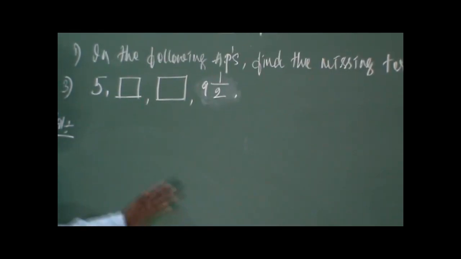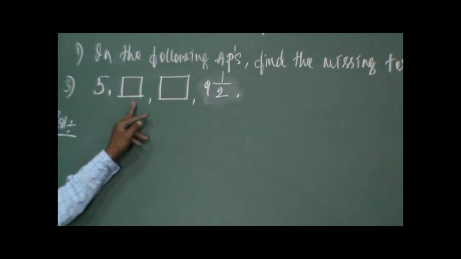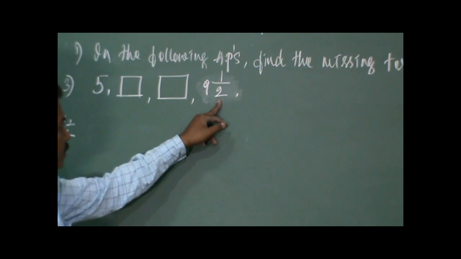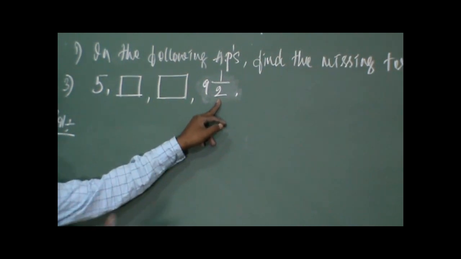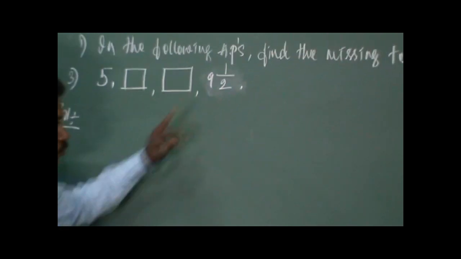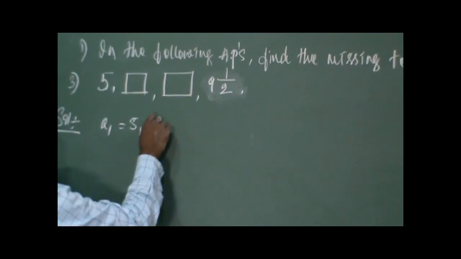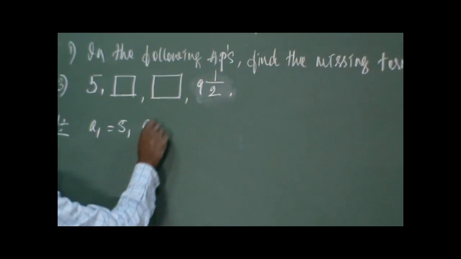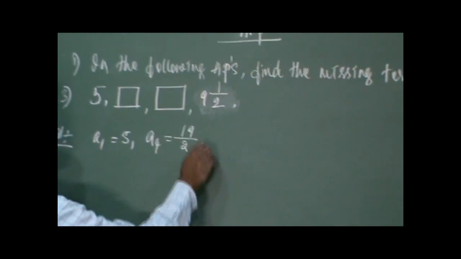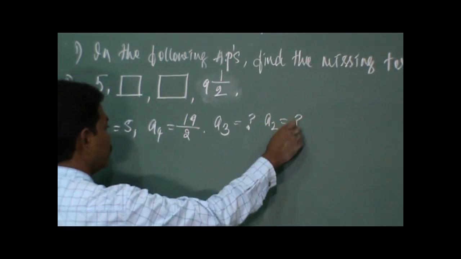So we'll go with the next problem. In the following APs, find the missing term in the box. 5, box, box, 9 1 by 2 is given. 9 1 by 2 is a mixed fraction. You have to convert this into an improper one. 2 nines are 18 plus 1, it becomes 19 by 2. So A1 is 5. A1, A2, A3, the fourth term is 19 by 2. So you have to find out A3, and also you have to find out A2.